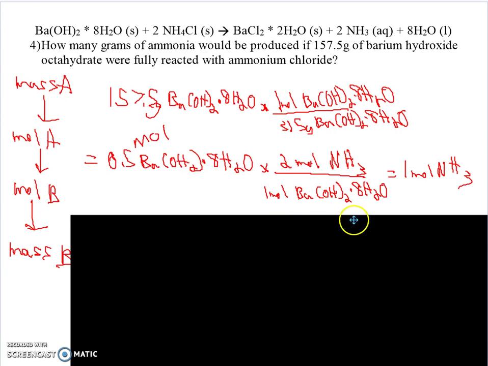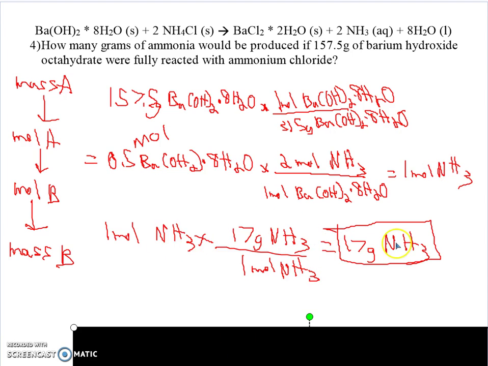Alright, now we convert to mole B. So in the equation, there's only 1 of the hydrate, whereas there's 2 ammonias produced. So it's a 2-to-1 ratio. Gives us 1 mole of NH3. Multiply by the molar mass, and we're done.